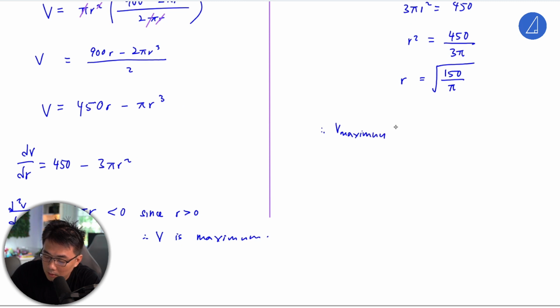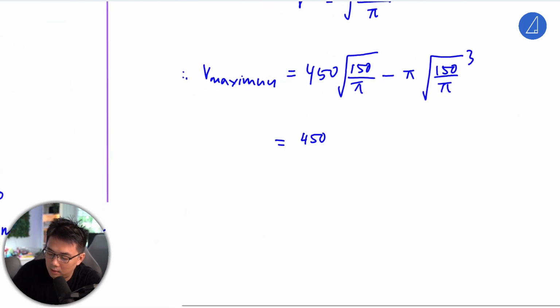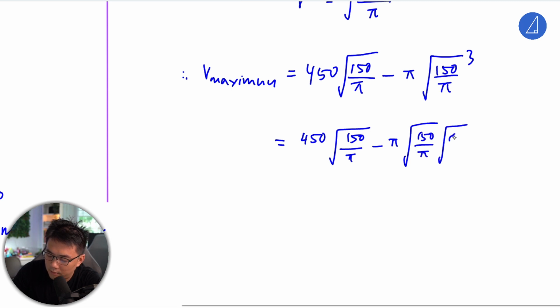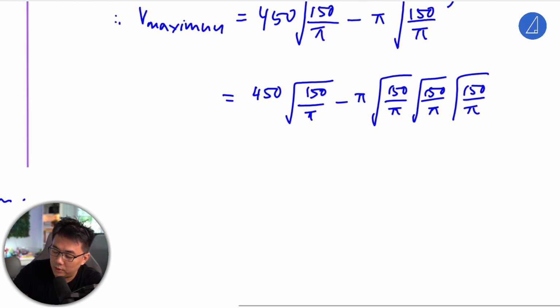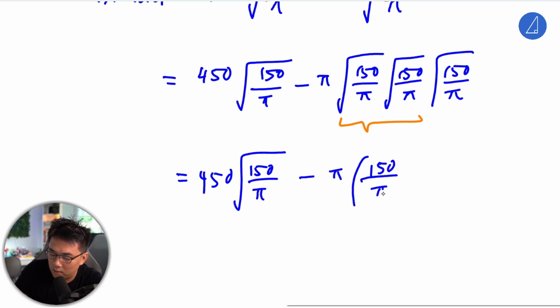the maximum would be 450 square root of 150 pi minus pi times (150 pi) cubed. All right, in this case this will be 450. I'll just leave it first. This is 150 pi, 150 pi, 150 pi. Just note that this one here you could merge into 150 pi, then you could just cancel it out. I think this is one of the easiest ways to do this kind of manipulation.